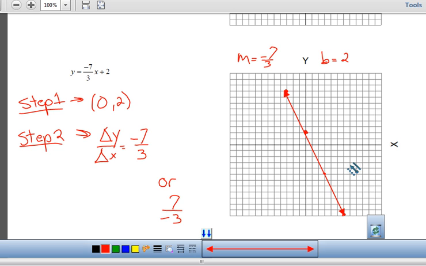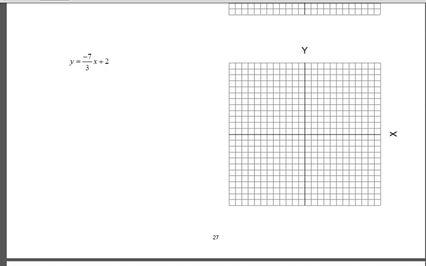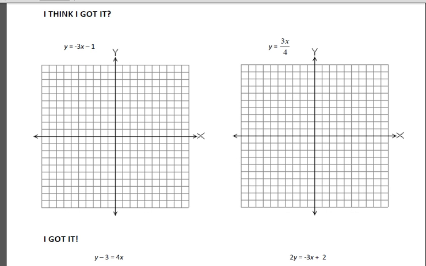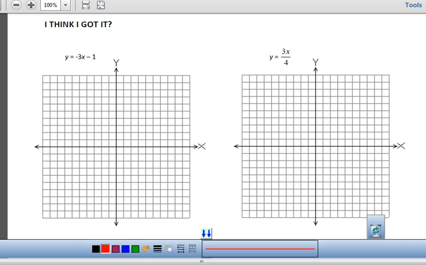Alright? Okay, I want to take a look at one more over on page 28, just as a little bit more practice. Again, doing this really quick. So I'm going to use the second one, not this first one. You can do the other one on your own. So here I've got my m is 3/4, positive 3/4. b is 0. So I plot a point at (0, 0). And then I'm going to go up 3, to the right 4. Up 3, to the right 4.